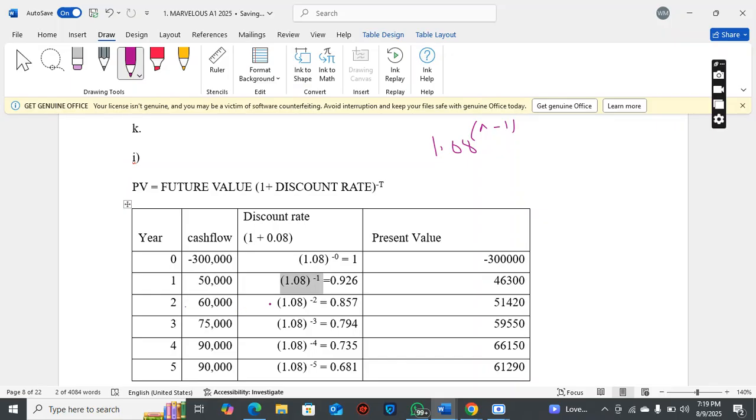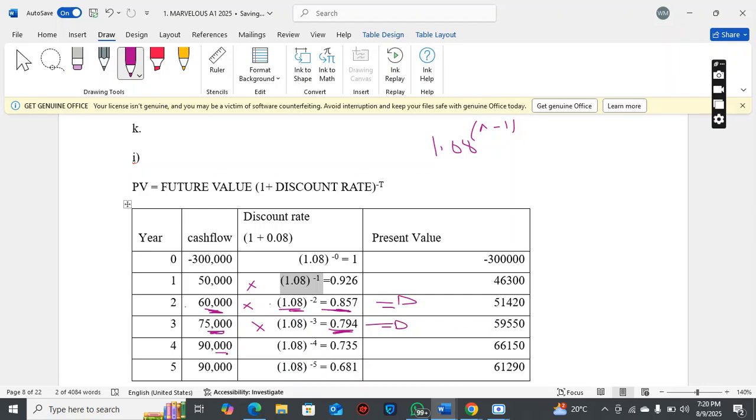Year 2, cost reduction 60,000. So you say 1.08 to the power negative 2, 0.857. You multiply these two, it gives you 51,420. Year 3, 75,000. We're going to raise 1.08 to the power negative 3. You get 0.794. When you multiply 75,000 times 0.794, you get 59,550.